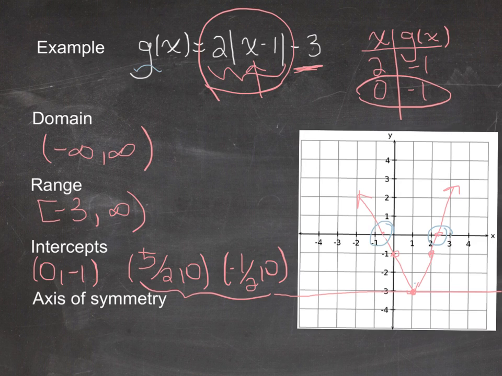Okay, again, if you need a review on how to solve for these, make sure you go back and watch that video. And then the axis of symmetry, again, is the line that will cut that V right in half, so it is still at x equals 1.